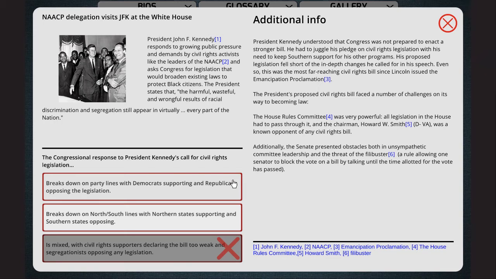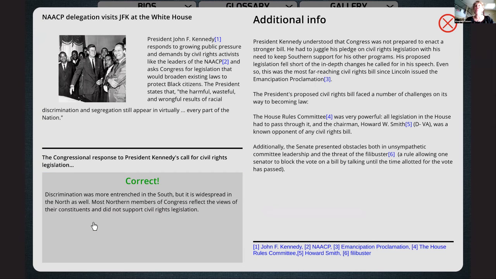Now you're going to be confusing the audience here, because everybody guessed C to begin with. So I'm going to tell you here. Discrimination was more entrenched in the South, but it is widespread in the North as well. So there was not that strict dichotomy. Answer C has a lot of correct elements in it, but it's not the best answer. The best answer is to point out that most Northern members of Congress reflect the view of their constituents and did not support civil rights legislation.